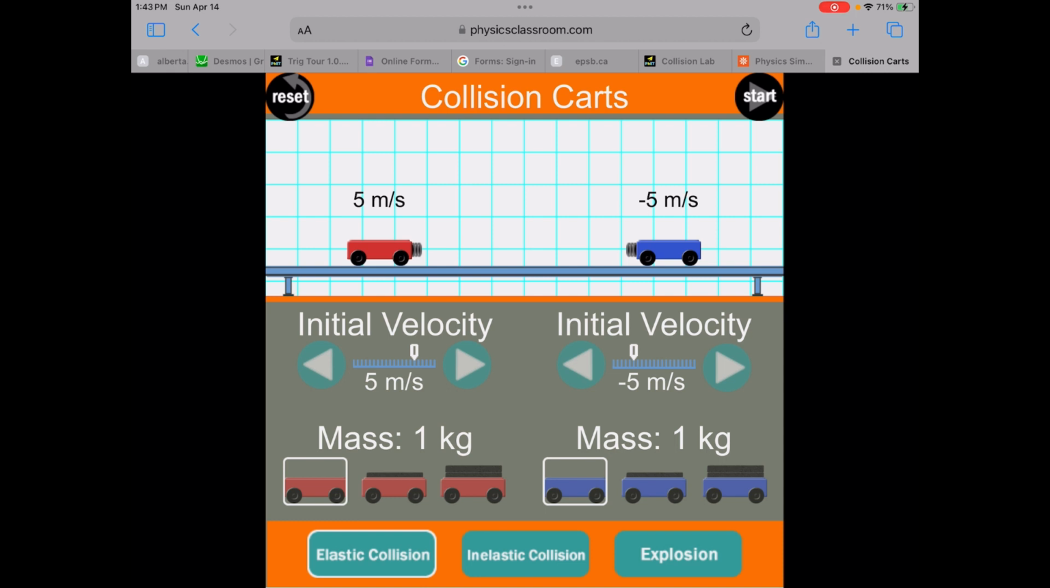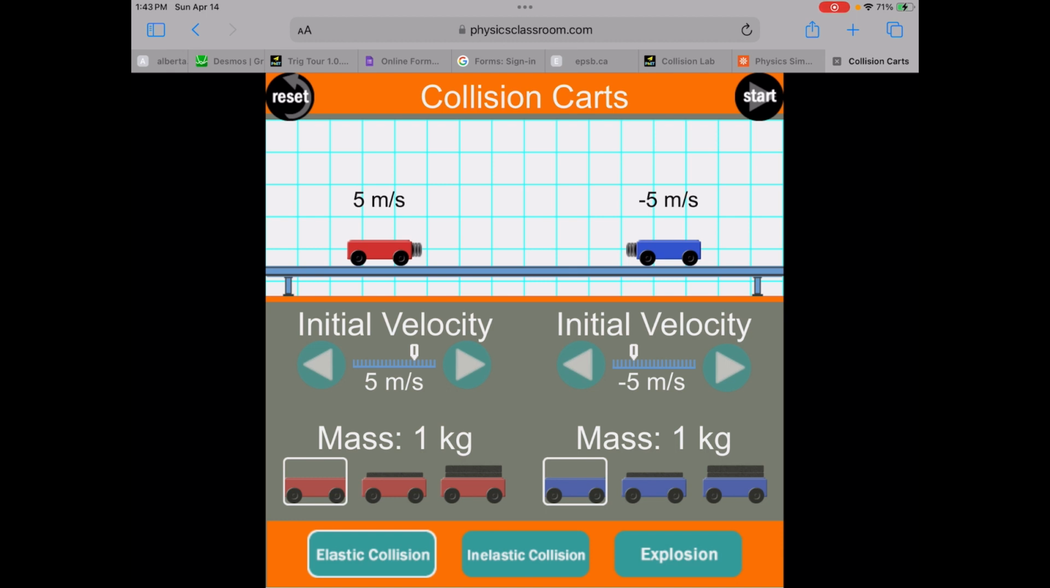But what I've got here, right now time is paused, but we have a red cart. You'll notice there the mass of the red cart is 1 kilogram, and its velocity right now is to the right 5 meters per second. So we're calling that positive 5. The blue cart, same idea, mass of 1 kilogram, but a velocity to the left. So we're calling its velocity negative 5 meters per second.